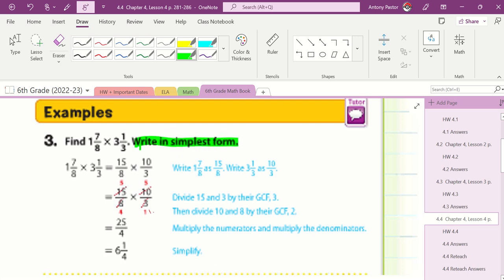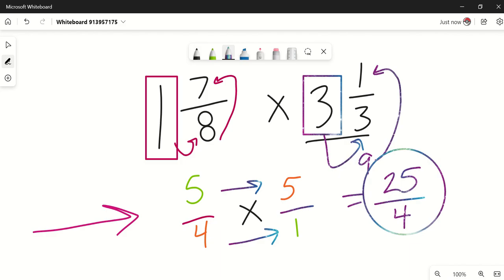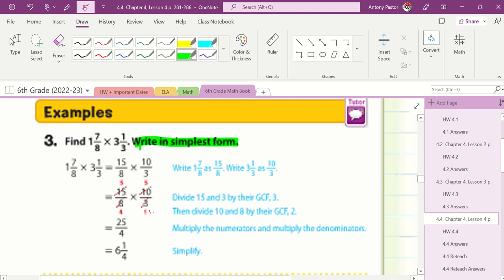Now, if we check, we got 15 over 8, which is what we did have before we simplified it, and 10 over 3. They cross-simplified, so they came up with 5 over 4, which is what we have here. And they also have 5 over 1, which is what we have here. And we do have 25 over 4 right now.